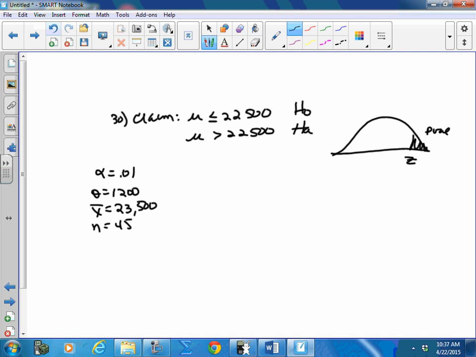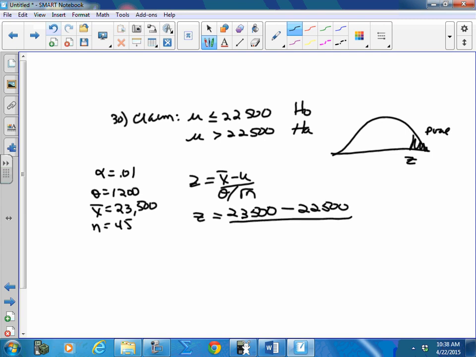Now, I know what I have. I know how to find my p-val. If I find my z-score, I know how to find my p-val. I just put it all together now. Find your z-score. I have a sample, so I find my z-score. I've got all my information: my x-bar, my mean, divided by my standard deviation, and n.